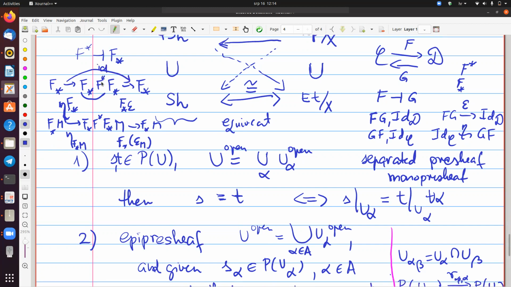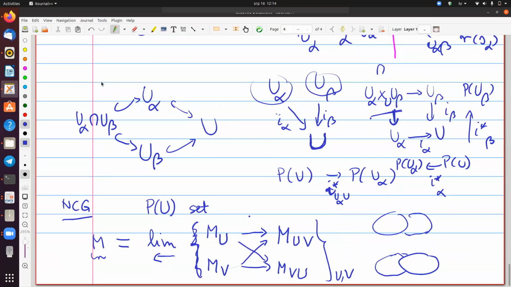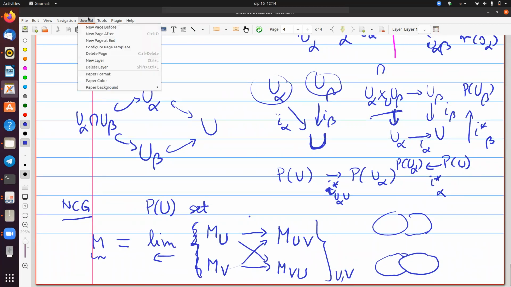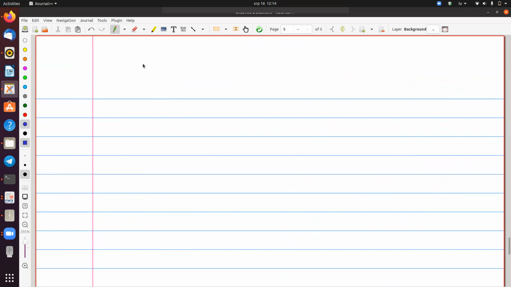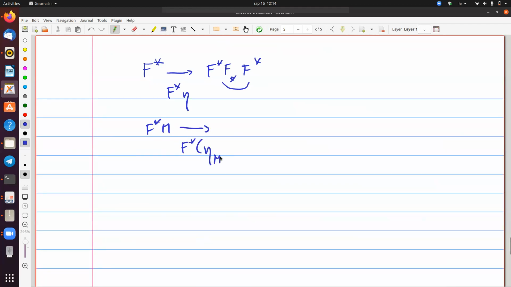And one more like that. If you start with F upper star, you can go to F upper star, F lower star, F upper star. But now in the second part, you see here, I insert the unit. So this is F upper star eta. That means F upper star M, you are sending by F upper star of eta M.